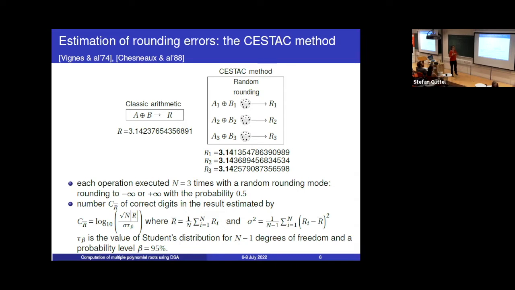And so for each result, we have 3 values, and these values can be compared. And using Student's test, we can estimate the number of correct digits in the result using this formula. And so we estimate the number of correct digits using Student's test with a confidence level of 95%.